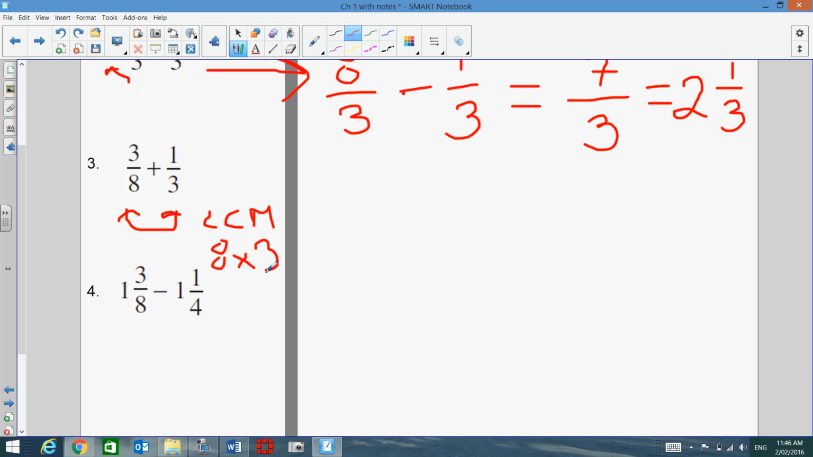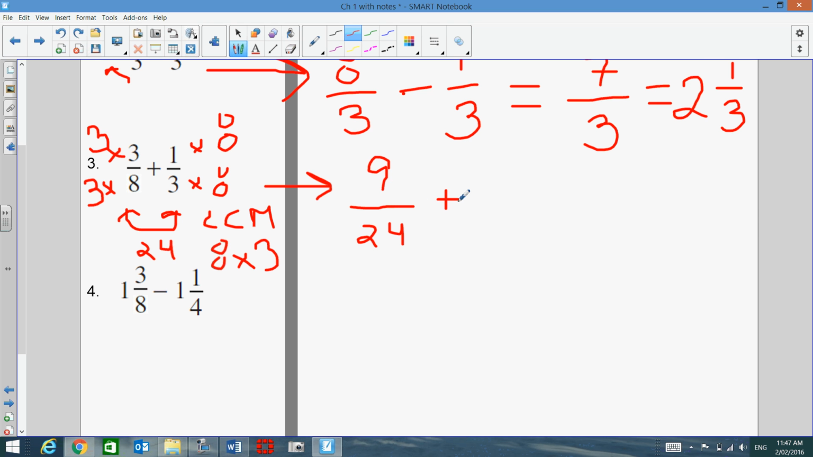So what I could do is use 24 as my least common multiple, or my common denominator, which means I need to multiply 3 times 8. And remember, if we do that to the denominator, we must also multiply the numerator times 8. And that means I need to multiply this 8 times 3. And again, if I do that to the denominator, I have to also do it to the numerator. So let's see what I have so far. If I multiply accordingly, I will have 9 divided by 24 plus 8 divided by 24.